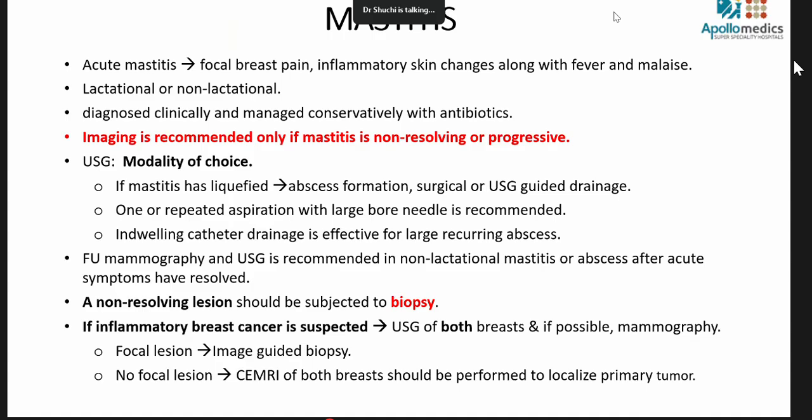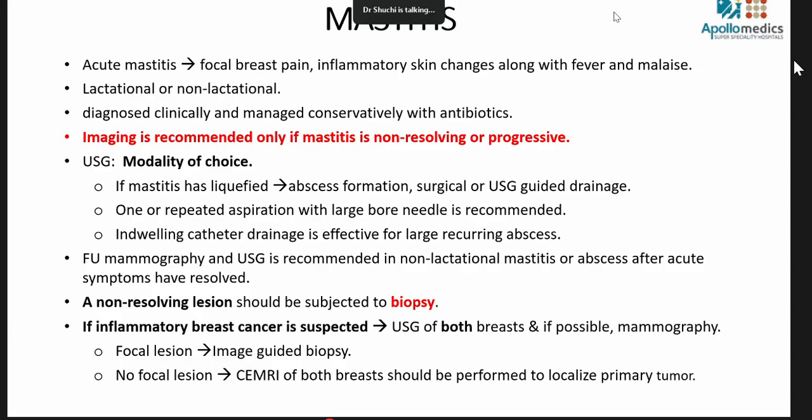What is mastitis? Acute mastitis will present as a focal breast pain. Inflammatory skin changes would also be there along with fever and malaise. It could be lactational or non-lactational. It is diagnosed clinically and managed conservatively with antibiotics. Imaging is recommended only if it is non-resolving or progressive. Again, ultrasound is the modality of choice.